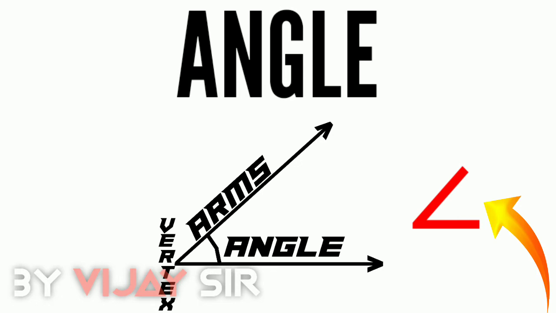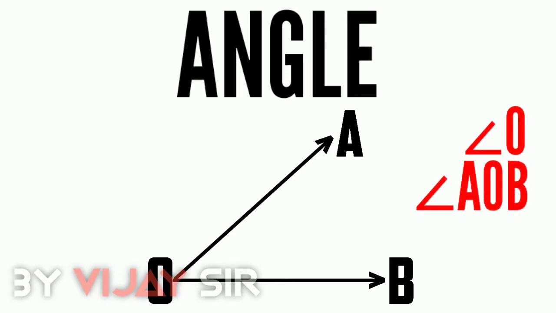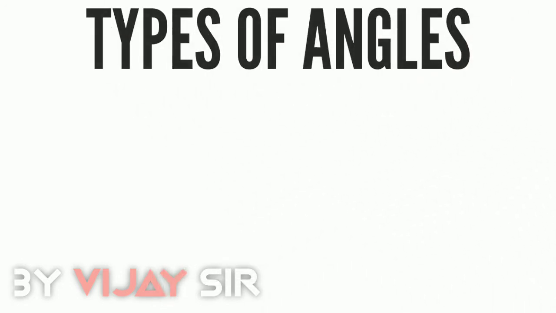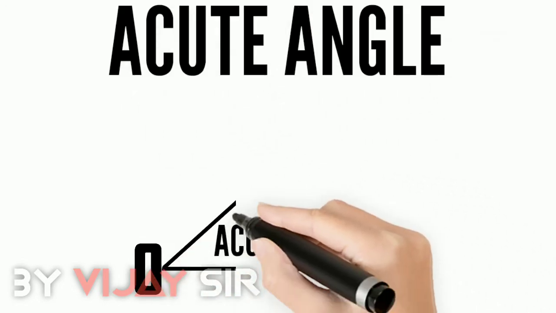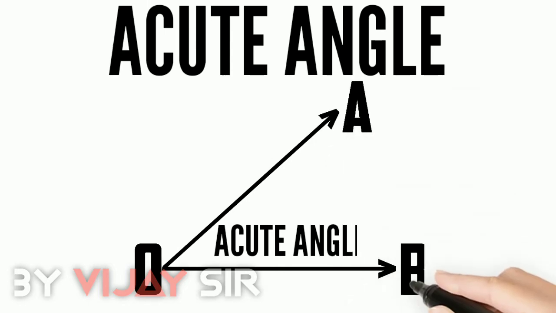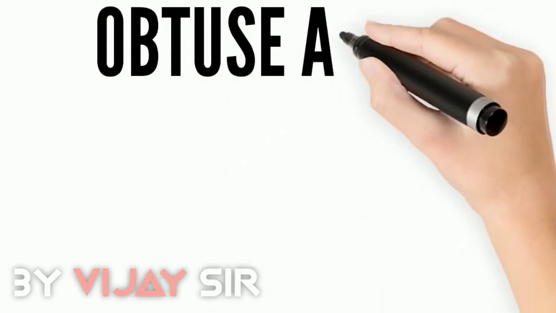This is shown as, for example, if rays OA and OB originate at O just like this, then this angle is denoted as angle O or angle AOB or angle BOA. The next one is types of angles. Number first, acute angle. An angle whose measure is between 0 and 90 degrees is called an acute angle, like this.